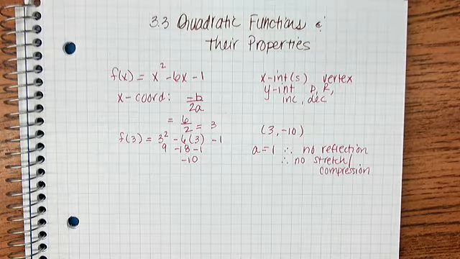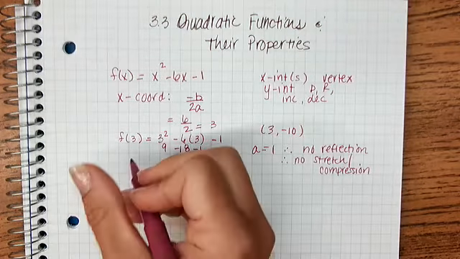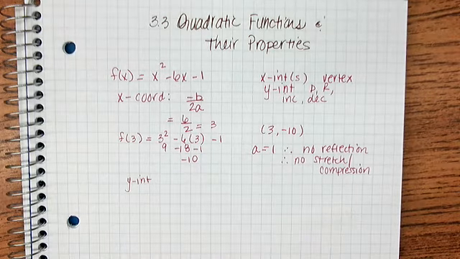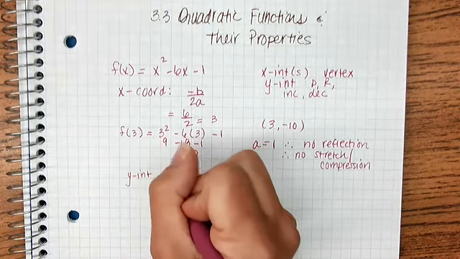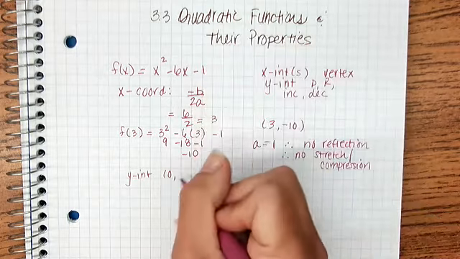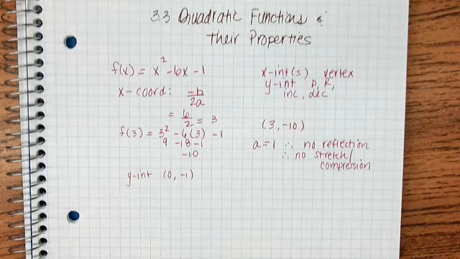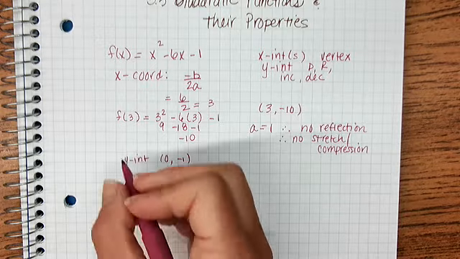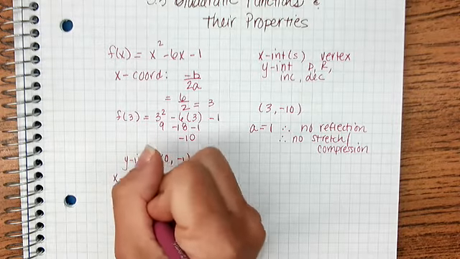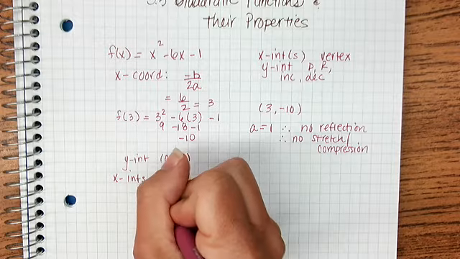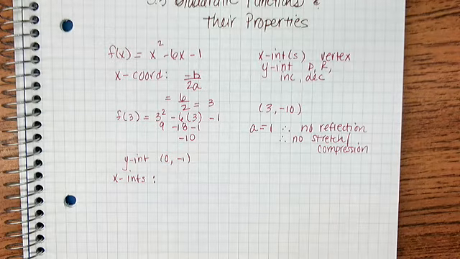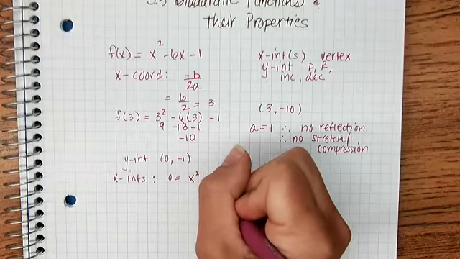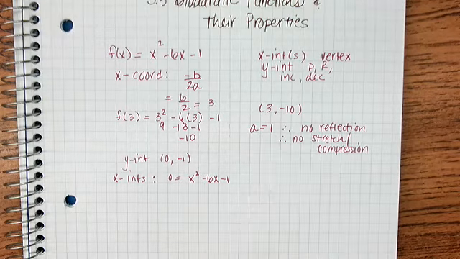The y-intercept is pretty basic. You want to find the y-intercept of any function for as long as you are in a math class. The y-intercept is always plugging in 0 for x, and in this case, if you plug in 0 for x, you get negative 1. For the x-intercepts, we're going to make y 0. So to find the x-intercepts, there's going to be 2 in this case. I'm going to make y 0. So 0 equals x squared minus 6x minus 1.